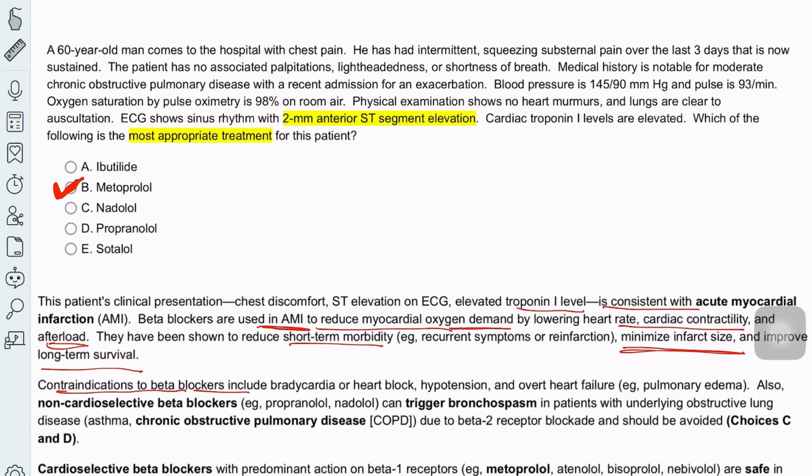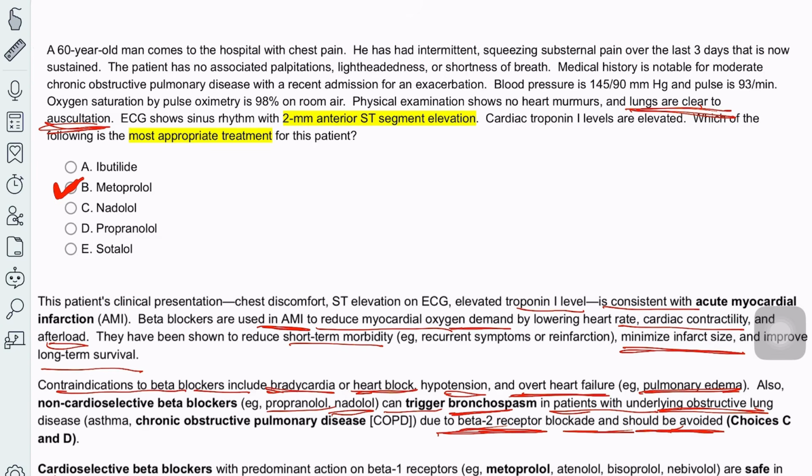Contraindications to beta blockers include bradycardia or heart block, hypotension, and overt heart failure, for example pulmonary edema. But in this case we have seen the chest is clear to auscultate, so pulmonary edema is ruled out. Also, non-cardioselective beta blockers like propranolol and nadolol can trigger bronchospasm in patients with underlying COPD due to beta-2 receptor blockade and should be avoided.